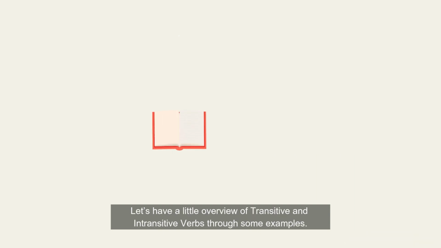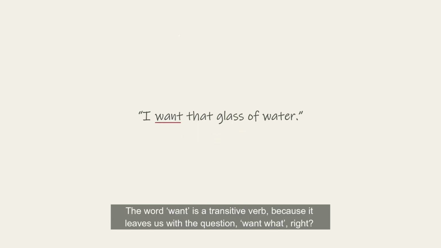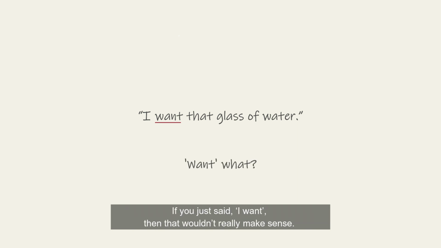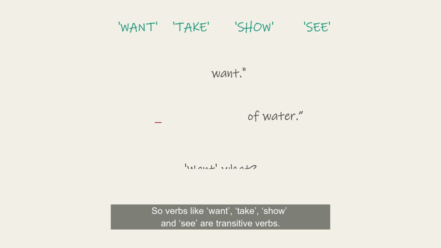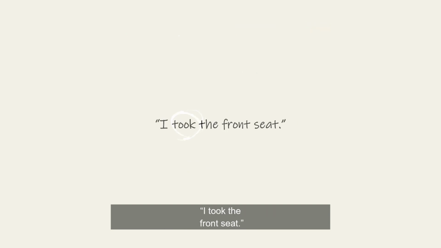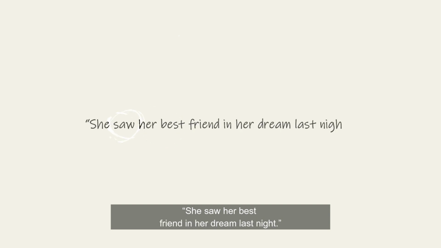Let's have a little overview of transitive and intransitive verbs through some examples. I want that glass of water. The word want is a transitive verb because it leaves us with the question, want what, right? If you just said, I want, then that wouldn't really make sense. So verbs like want, take, show, and see are transitive verbs. I took the front seat. I showed her my favorite movie. She saw her best friend in her dream last night.